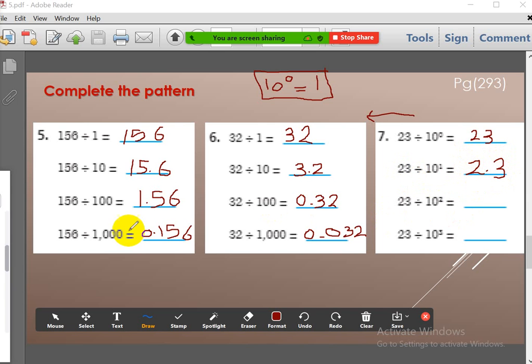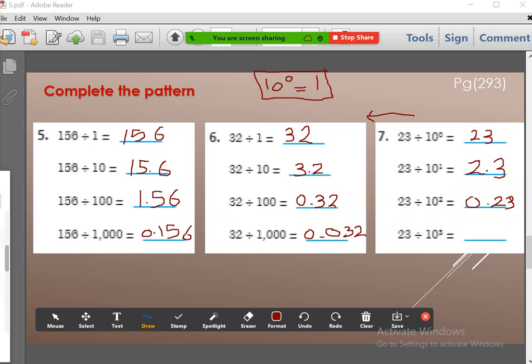What about the second one? Ariam, open your mic and give me the answer. 0.23. Very good, Ariam. Your answer is correct. So I have to move the decimal point two digits, so it will be beside the 0. Thank you, Ariam.